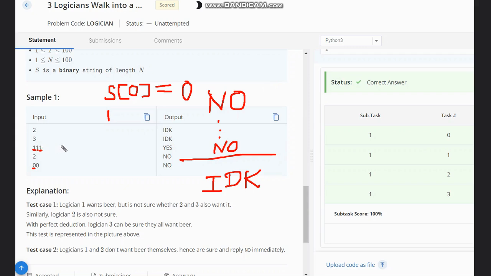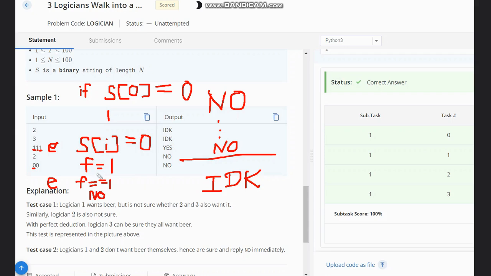Now for the remaining indices, we will check for every index. If at any point s of i is equal to 0, then we can keep a flag and set that flag to true or 1. The next condition, in an if else structure, is: if the flag is equal to 1, then a 0 is found. A 0 found means at least one of them disagreed. If one of them disagreed, then the rest of them surely know that everyone does not want a beer. So from that index, we will start printing no.